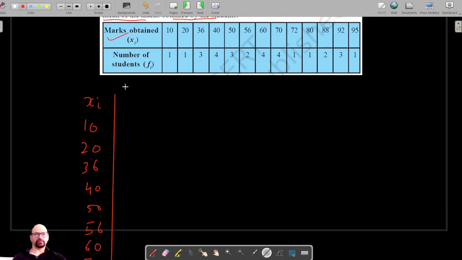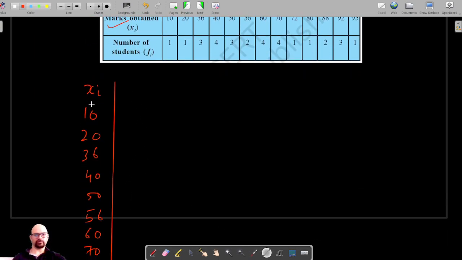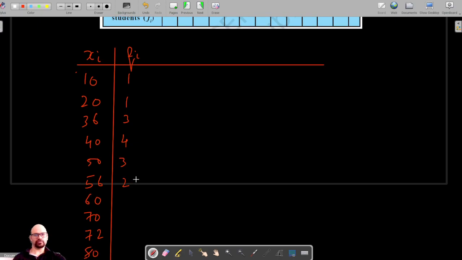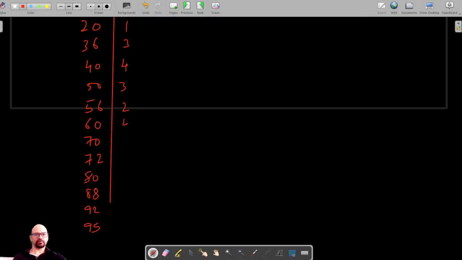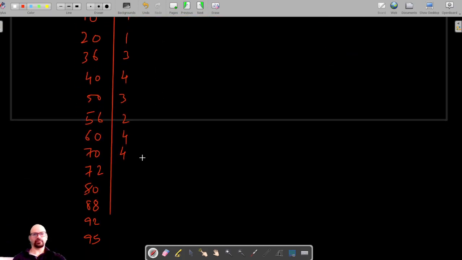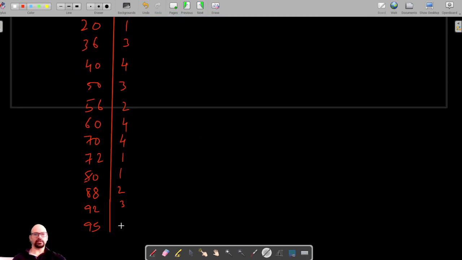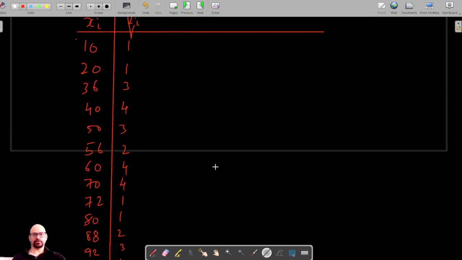Now the number of students, that is the frequency, is also given. So our next column would be the frequency of the observations, fi, which means the frequency of the first observation, f1, is 1. It's 1, 3, 4, 3, 2, 4, 4, 1, 1, 2, 3, and 1.